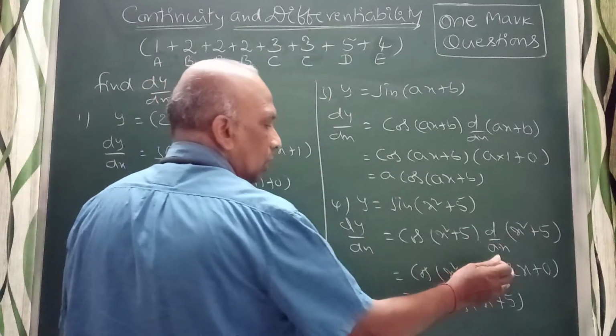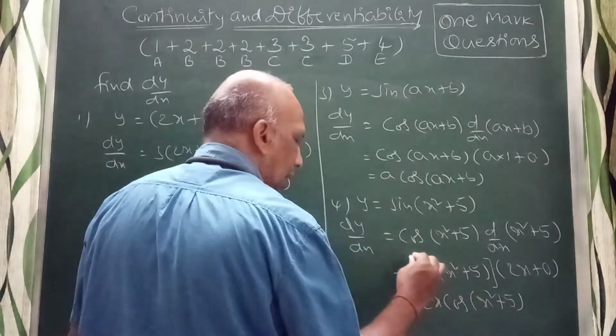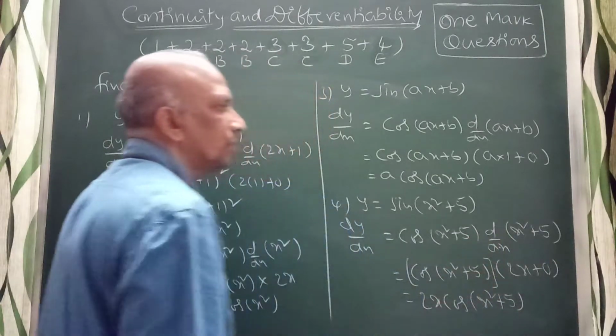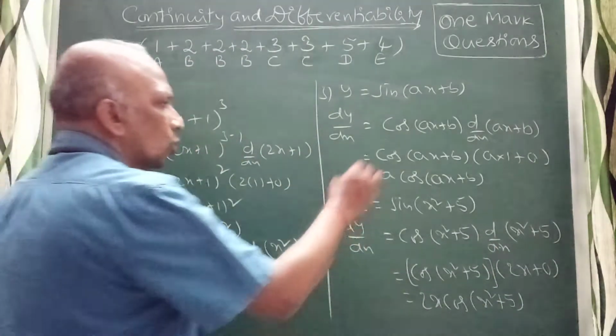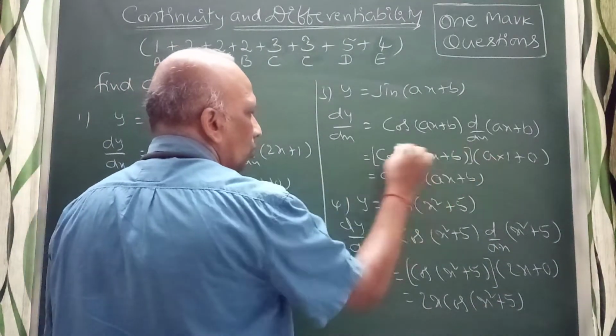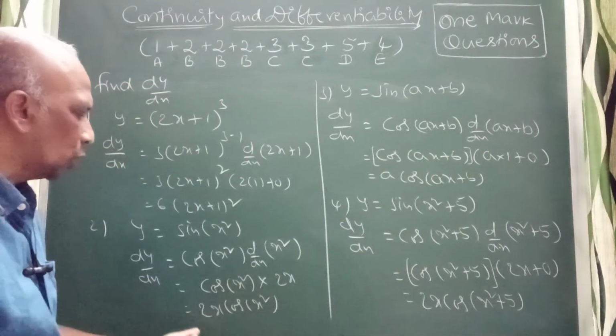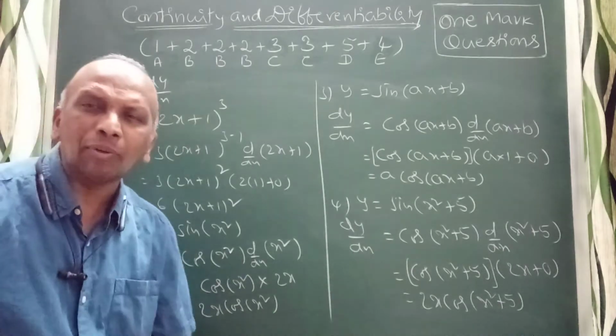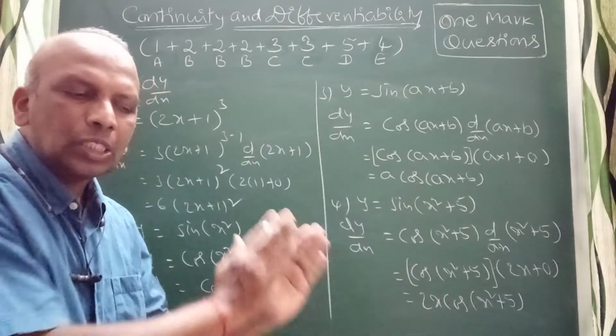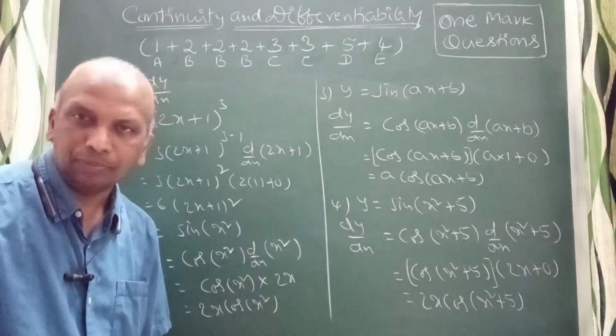This into this. Don't think of this as an entire one function, right? Into this one. Be careful here. Here also you can think cos of a into this one, derivative of that. A cos of, here also into 2x into. So whenever sine of something is given, this is the way to solve the problem.